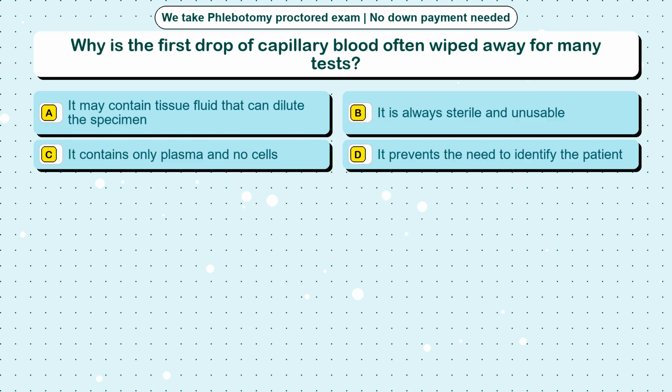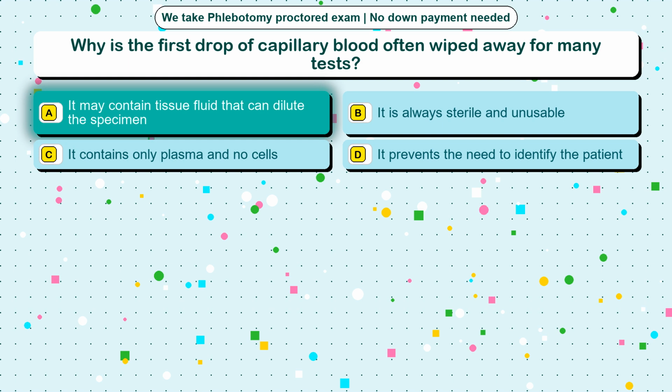Question 42. Why is the first drop of capillary blood often wiped away for many tests? Option A. It may contain tissue fluid that can dilute the specimen. Option B. It is always sterile and unusable. Option C. It contains only plasma and no cells. Option D. It prevents the need to identify the patient.